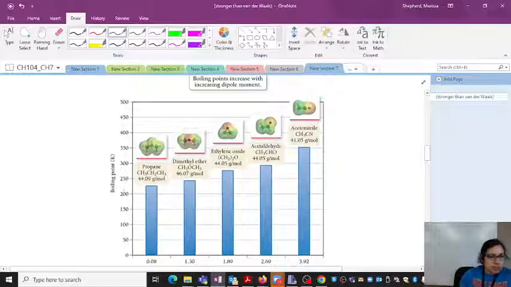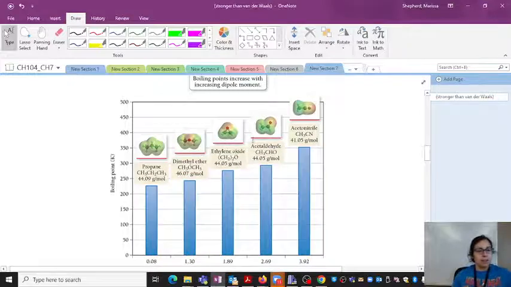And so you can see that if we start off with propane, so propane, nonpolar, you can see that in its dipole moment, 0.08, and so it has a boiling point around 220 degrees Kelvin. Now ether, dimethyl ether, has an oxygen in the center, so now it's a little bit polar. You can see that in our dipole moment. So slight increase in boiling point.